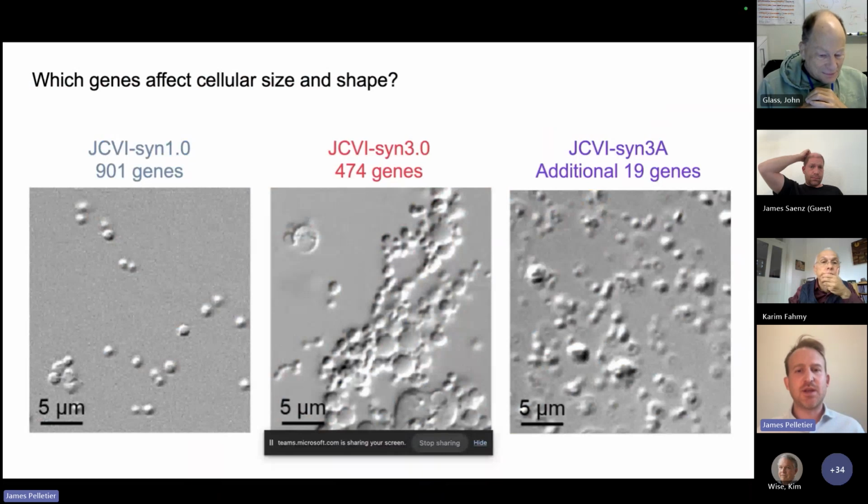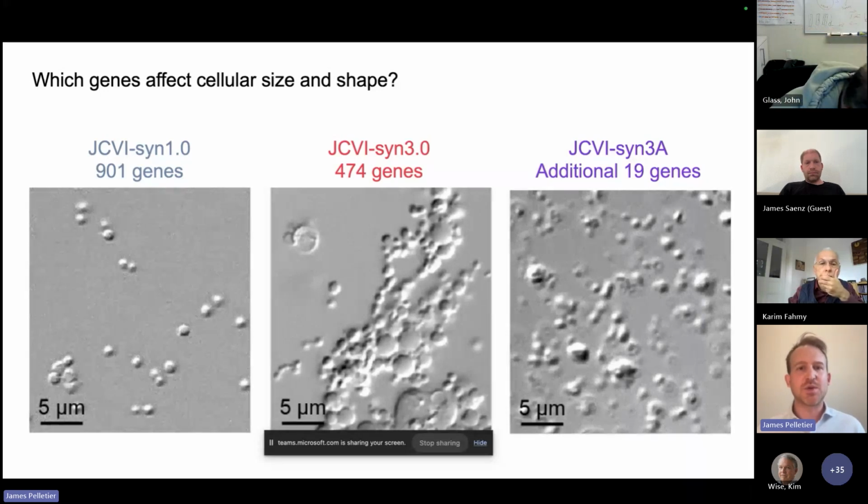A question motivating this work was, what genes does the genomically minimal cell JCVI-syn3A, syn3B require for normal cell division? JCVI-syn3.0 was chosen for its ability to form colonies, its ability for populations to grow.